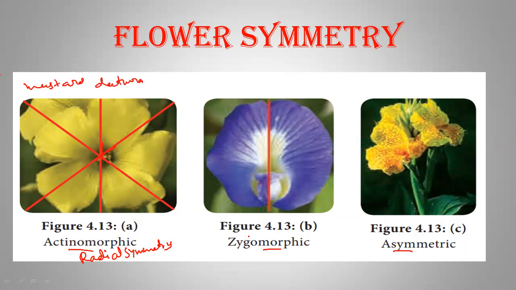Zygomorphic. In zygomorphic, the flower can be divided into two equal halves from only one plane passing through the center. This is also known as bilateral symmetry. Example is gulmohar. Asymmetric, which is also known as irregular. Here, the flower cannot be divided into two equal halves. Example is canna.